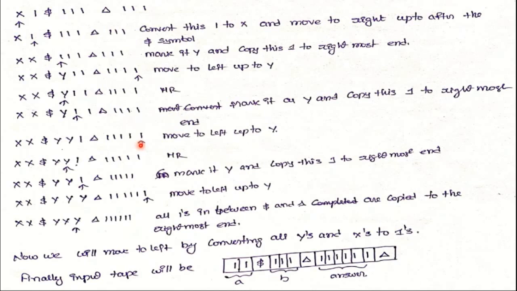So again we go back, that means move left up to y and consider the next one. This one is marked as y and copied at the end of the tape. Again go back up to y. Now after y, the symbol is del. That means there were no more ones to copy at the end of the input from variable b, so all ones from variable b were copied.